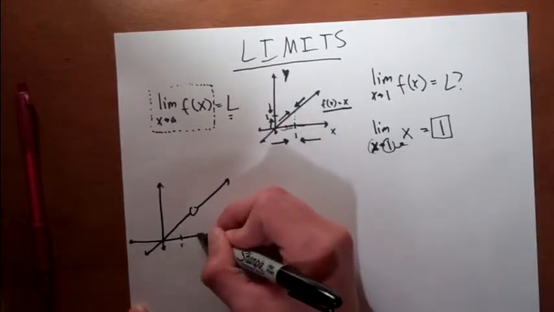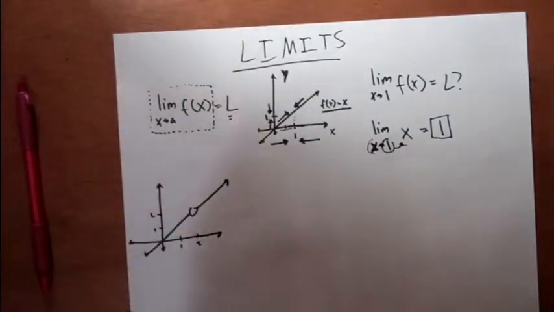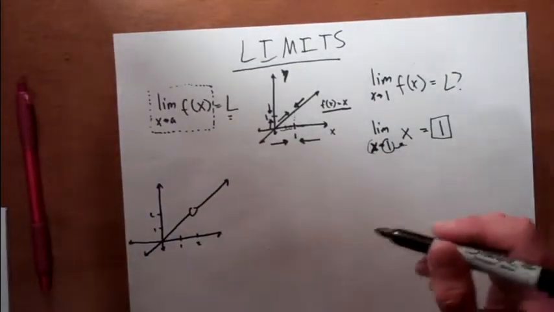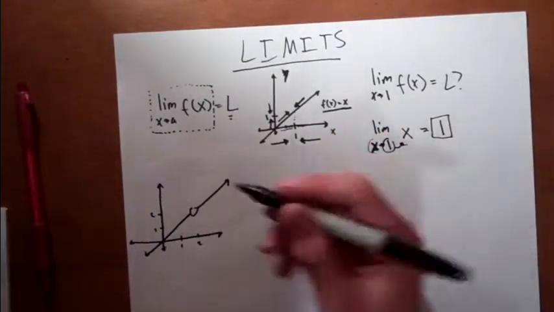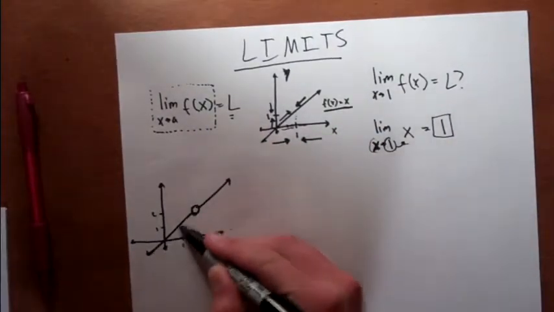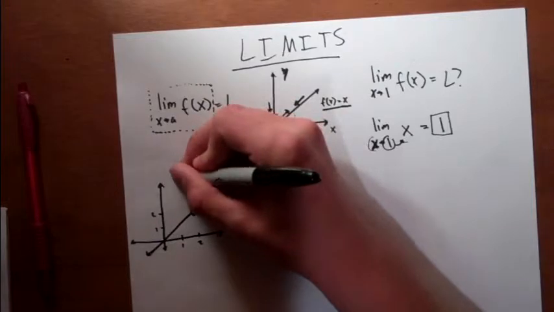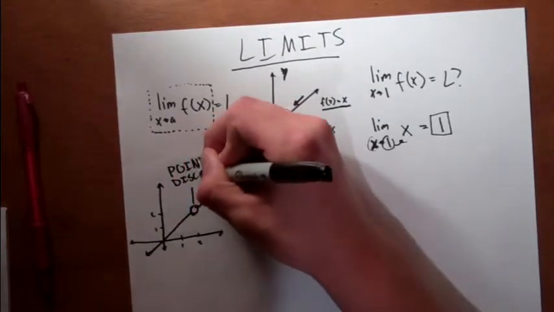So this is 1, this is 2. Okay, I'm going to give you the name of this function, and then we'll talk a little bit more. Well, actually, first let's talk about what this is. What is this that I just drew? This is a line with what we call a point discontinuity. Point discontinuity, and what does that mean?